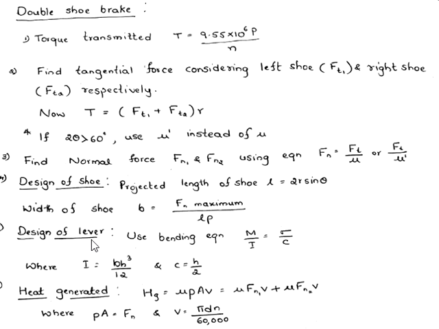Then design of lever. To design the lever, use the bending equation M by I is equal to sigma by C. Here we are assuming that the lever is of rectangular cross section, so I value is B H cubed by 12. Here B and H values are from the previous step, C is equal to H by 2. Sigma value will be given in the question. If it is not given in the question, you can assume C40 material, and from the data book you can get sigma for C40 material.